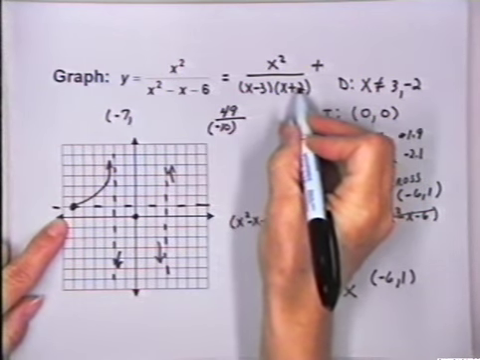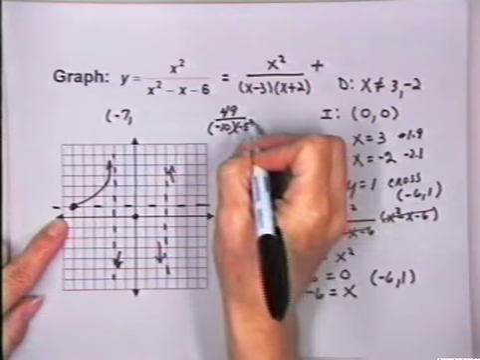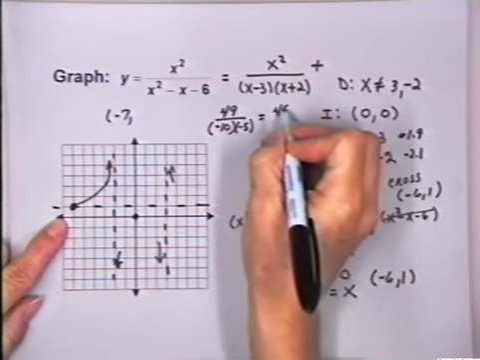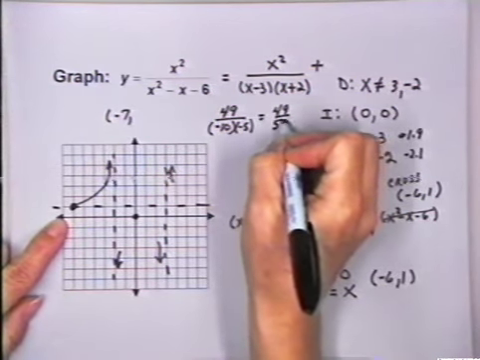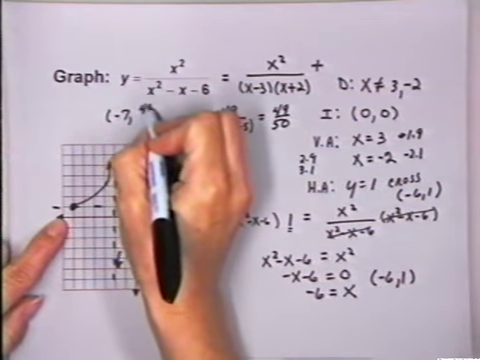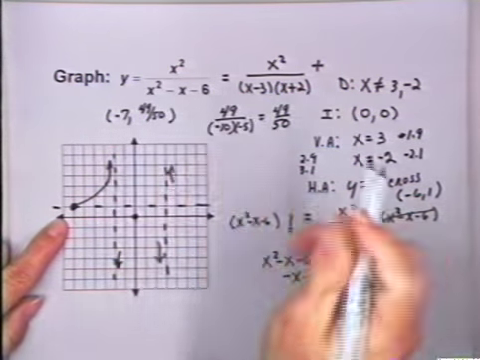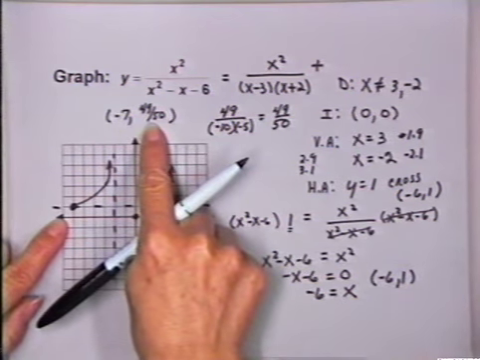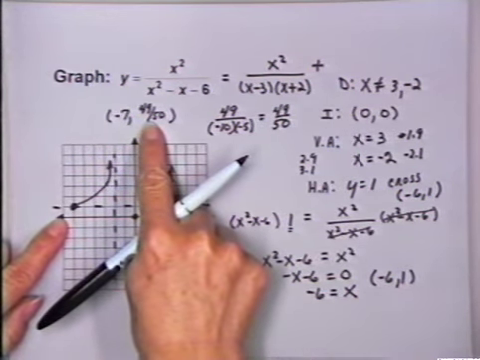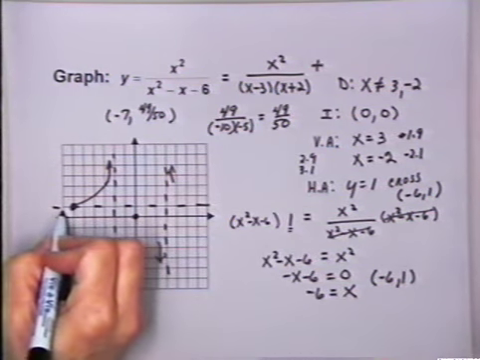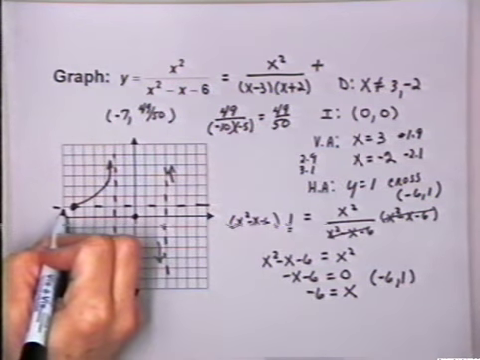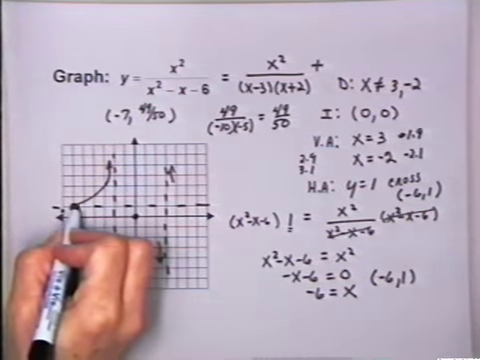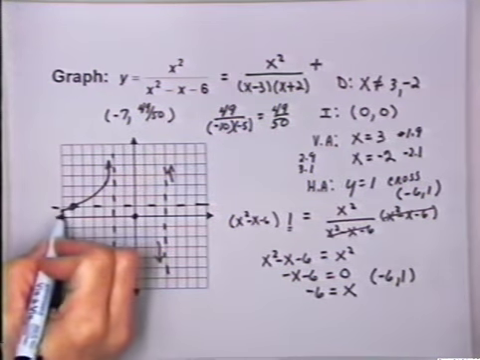Negative 7 plus 2 is negative 5. So I have 49 over positive 50, 49 50ths. The thing I wanted you to notice is 49 50ths is just a little bit less than 1. So at negative 7, my graph is below 1. So that tells me I have come across that horizontal asymptote.